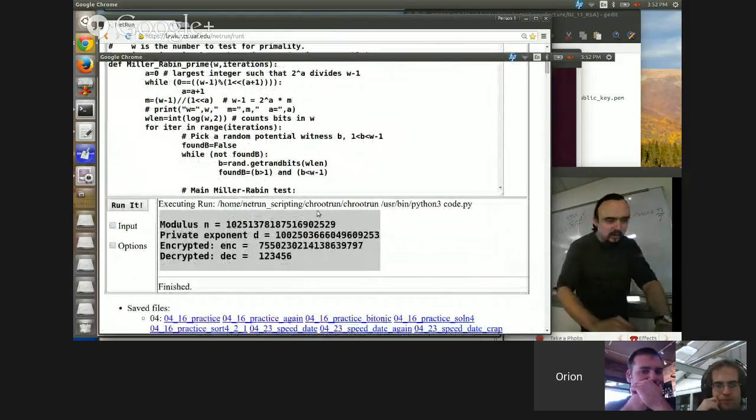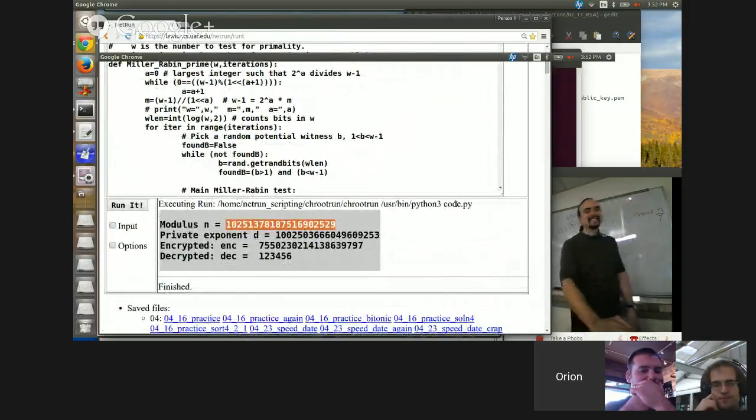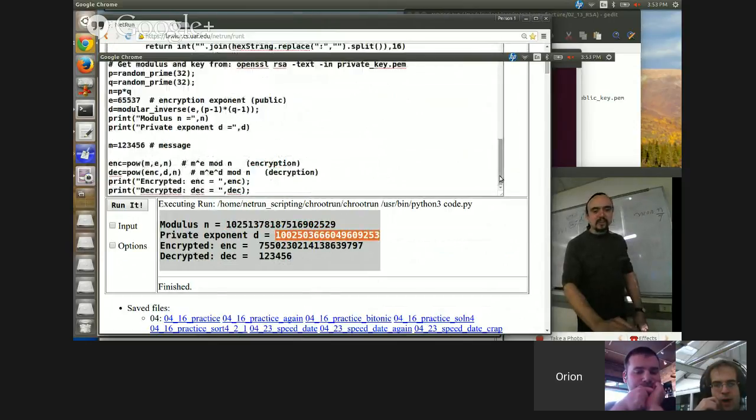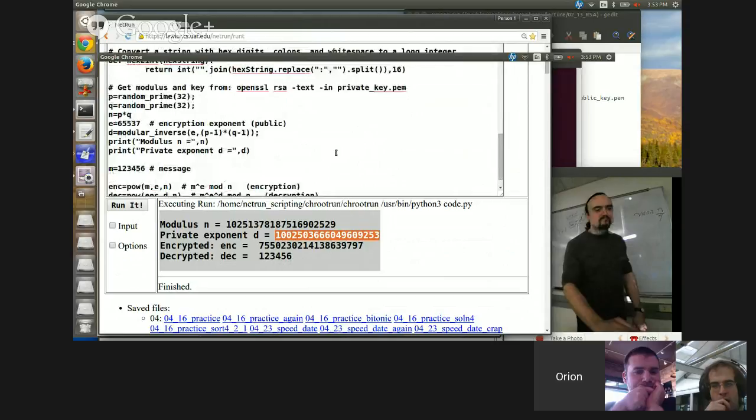So clearly, you can look at that. Anybody see what the factors are? Does anyone happen to have the quadratic number field sieve in their head? Maybe. Once we have the factors, we can calculate the decryption exponent from them. So basically you run the numbers.